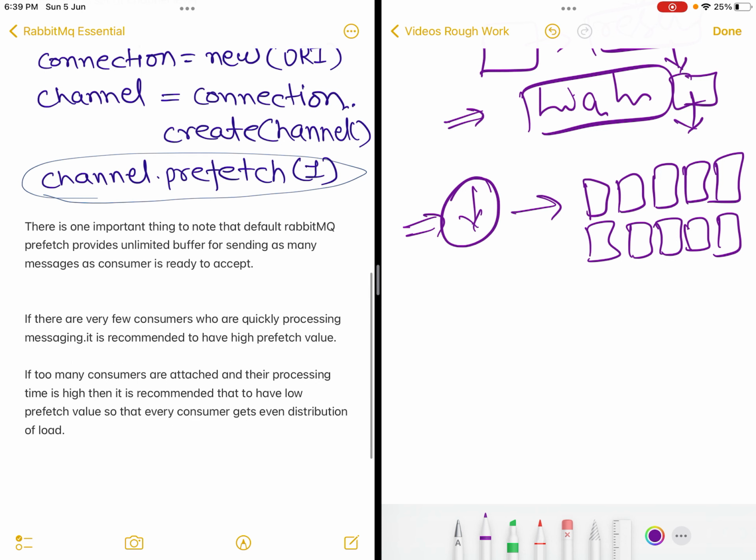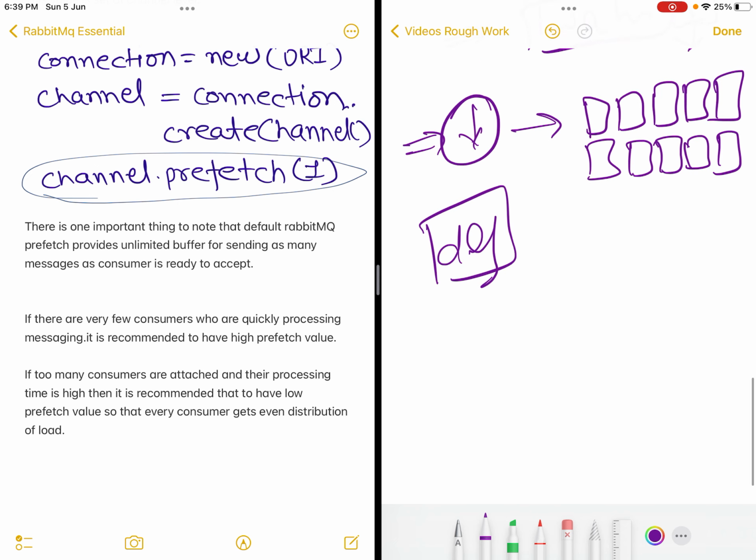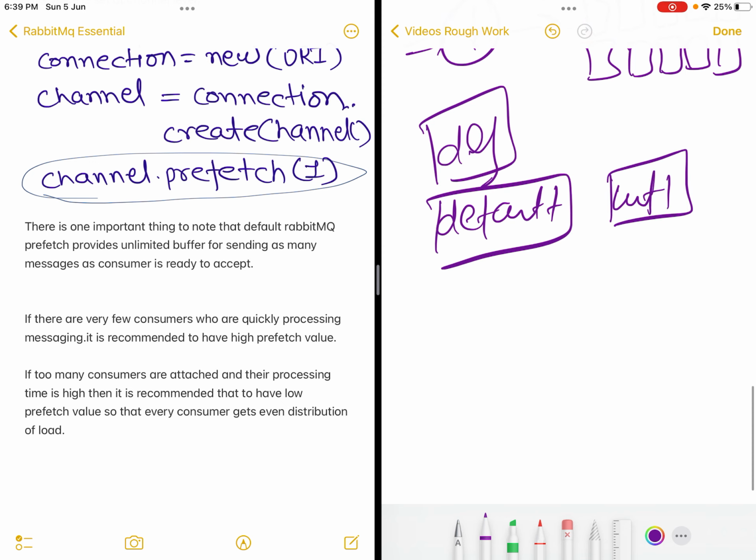Now comes the question of what the default prefetch count for RabbitMQ is. The default prefetch count for RabbitMQ is unlimited. So as many messages as your consumer can consume, it will send that many messages.